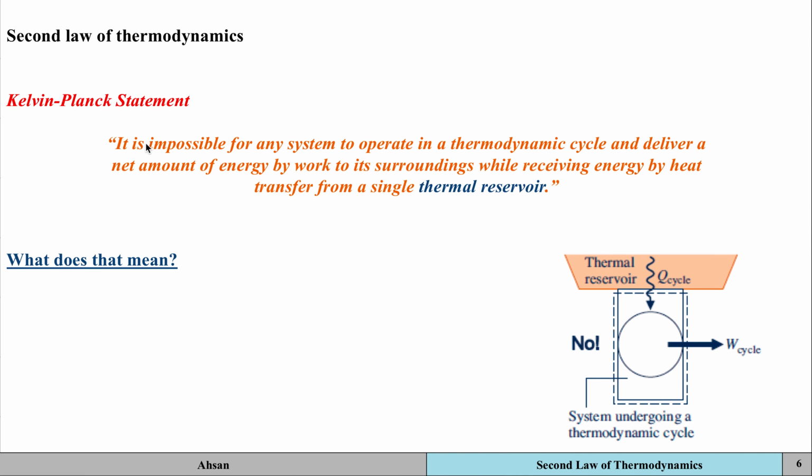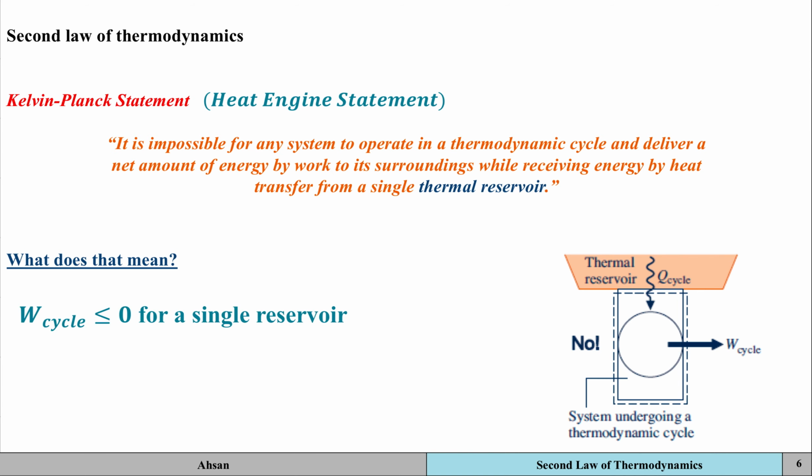What the Kelvin-Planck statement says is that it is impossible for any system to operate in a thermodynamic cycle and deliver a net amount of energy by work to its surroundings while receiving energy by heat transfer from a single thermal reservoir. What that means is that the amount of energy given to a system is always greater than the amount of work done by the system. Okay? So net transfer of energy to the system is possible, or net work can be zero, but the work done across the cycle is going to be equal to or less than zero for a single reservoir system.